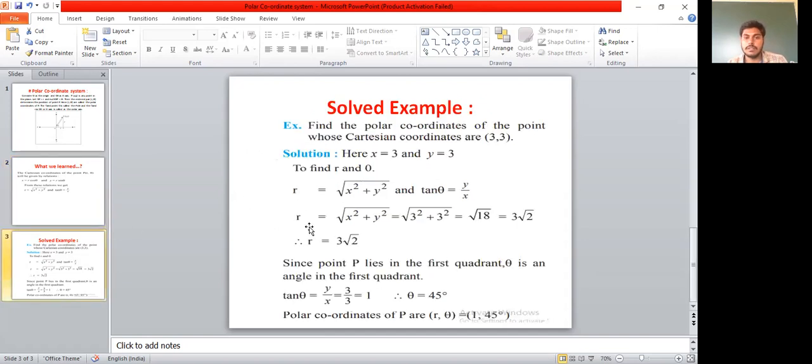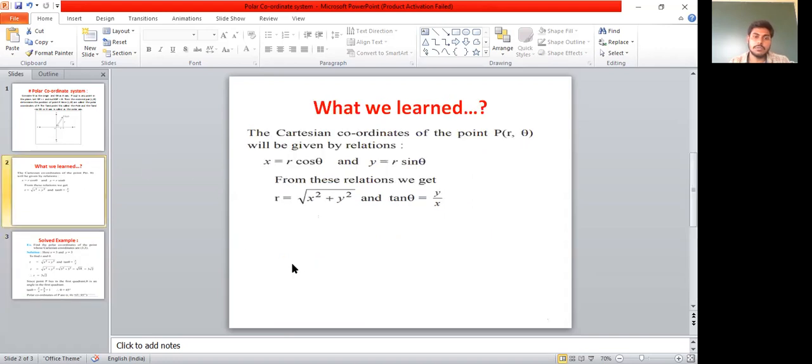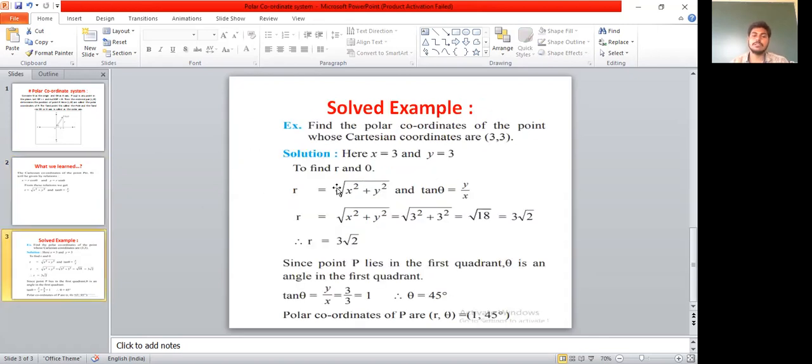Here in this example, we are given the values of x and y. We know that if we are given the values of x and y, we can use these two formulas. So putting the values of x and y in those formulae, we get r equals square root of x square plus y square and tan theta equals y upon x. Now x equals 3 and y equals 3. So putting these values in the formula for r, we get square root of 3 square plus 3 square, which means square root of 18. This can be written as 3 square root 2. Therefore, r equals 3 square root 2.